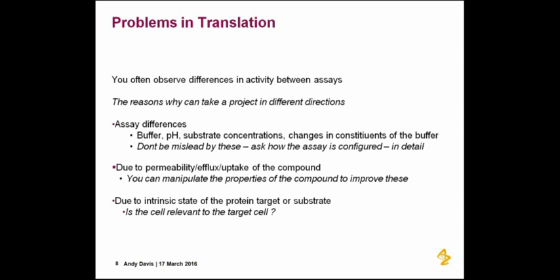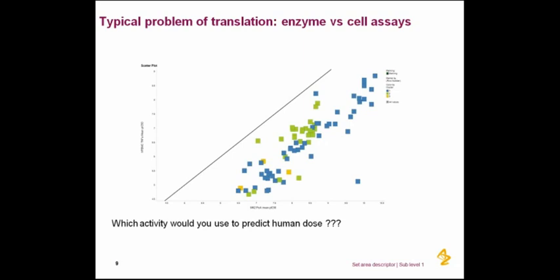So here's a very typical problem, and it is from one of my projects, where we have an enzyme assay and a cell assay that correlate, but there's a big drop-off between the enzyme potency and the cell potency. And so the question is, which potency is the real one? Which one should we use to predict the human dose? Can we understand the differences between these assays?